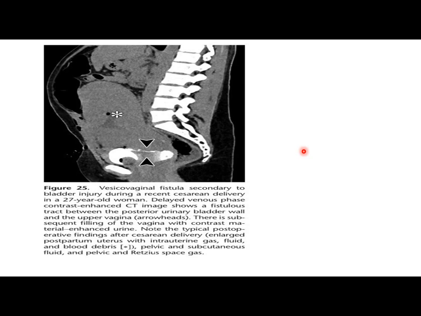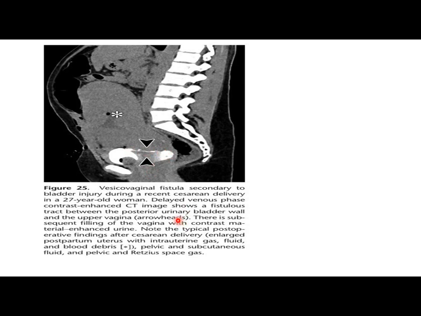And another complication is trauma to the urinary tract. The most common is trauma to the bladder, then to the ureter, and most of the time the trauma may be so small that we cannot see it on imaging findings. Here we have sagittal contrast urography showing extravasation of the contrast into the vagina. This is due to vesicovaginal fistula.